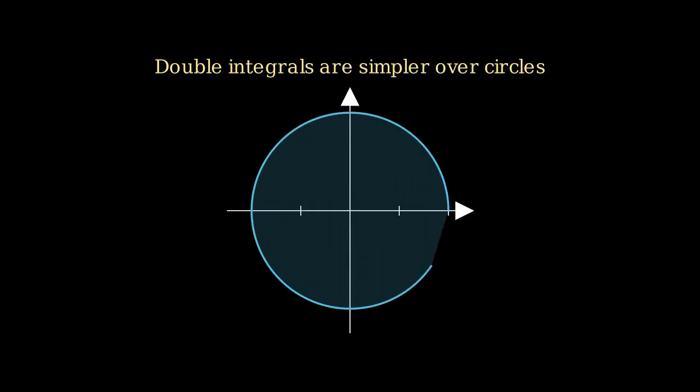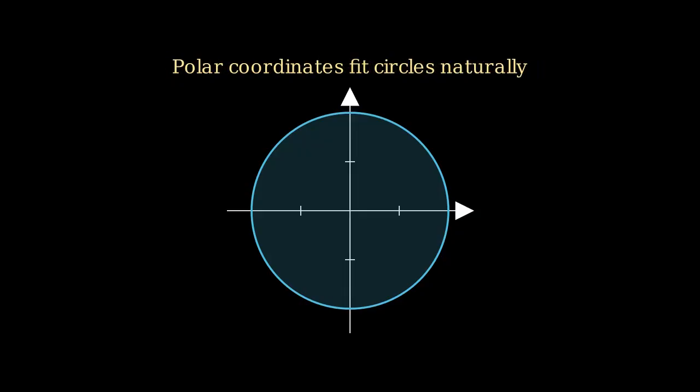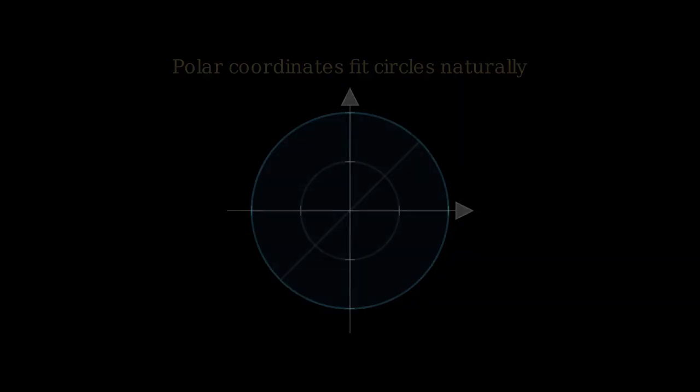Double integrals become much easier to solve when the region we are integrating over is a circle or a part of a circle, like a wedge or a ring. In these cases, switching from xy coordinates to polar coordinates turns a messy boundary into a simple, straight-sided description.